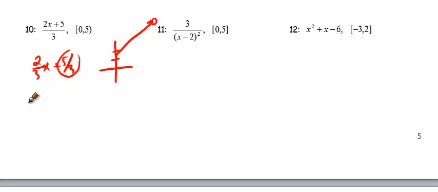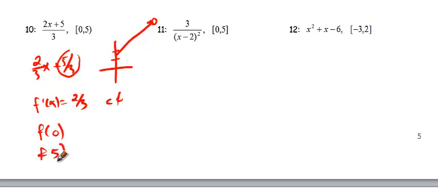If we wanted to do this out formally, find the derivative, f prime of x. Okay, well that's 2/3. Find out where it's equal to 0. It doesn't. Find out where it's undefined. It's not undefined. So there's no critical value. So what we do is f of 0. And we really can't do f of 5, because f of 5 doesn't exist. It's not defined at 5. There's no brackets there. So that's why we don't have a maximum.